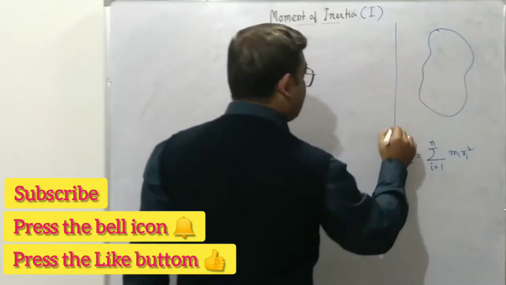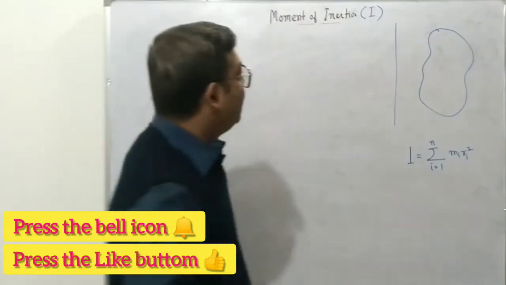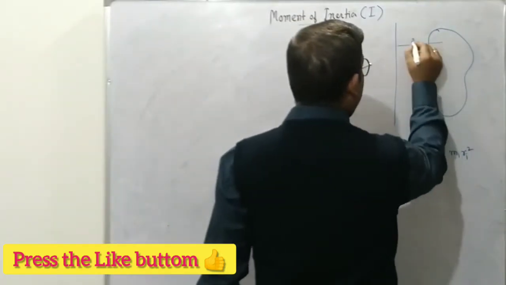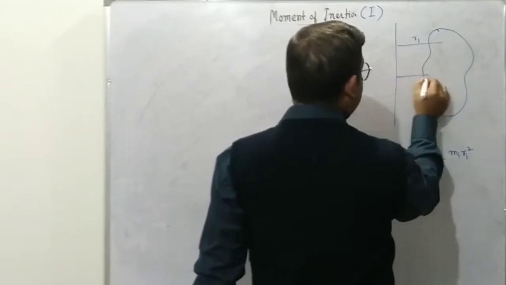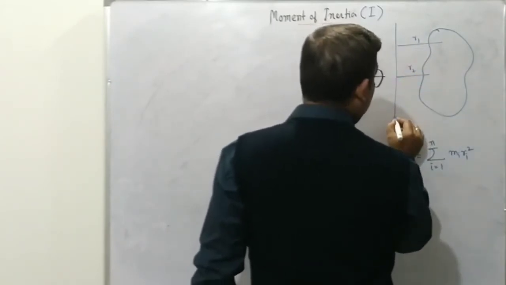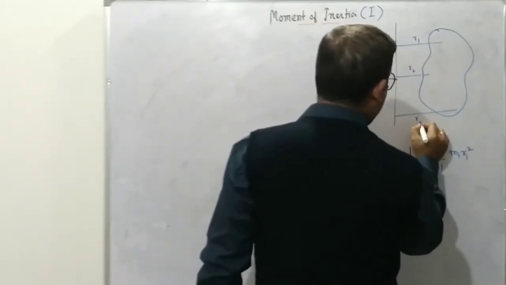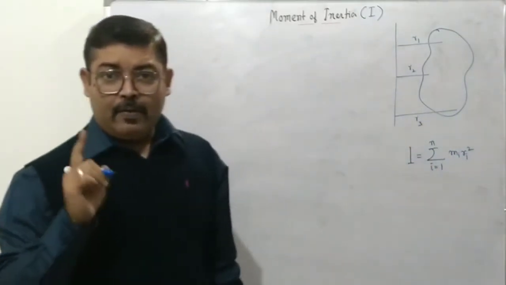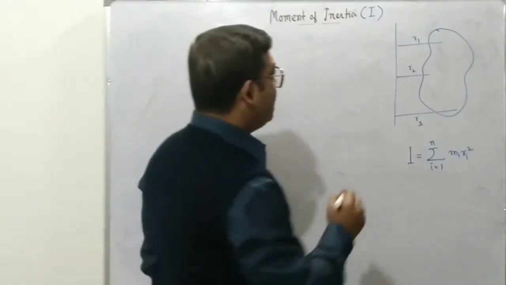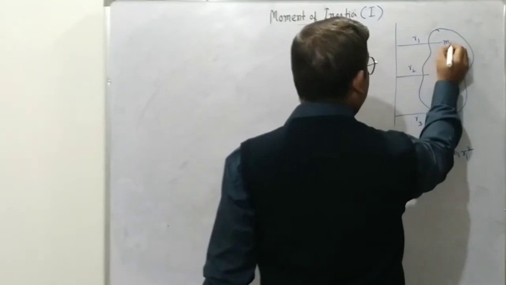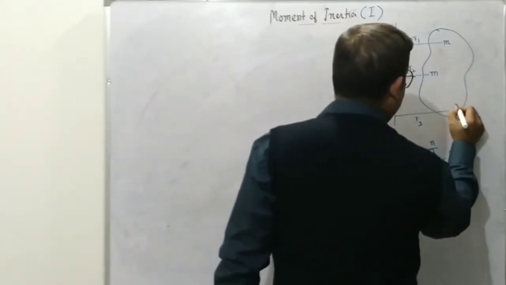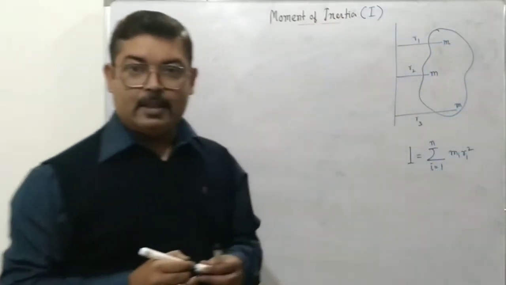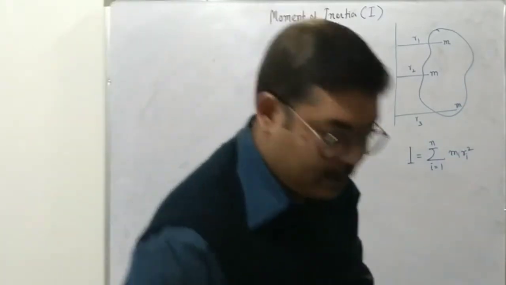Now if we consider a special case where, let us say, this is a rigid body and this is a given axis about which it is rotating, and let us say this is R1, this is R2, this is R3 and so on. However, what we have considered special here is that all the mass points are equal, that is, instead of M1, M2, M3 etc. we have all M's here.